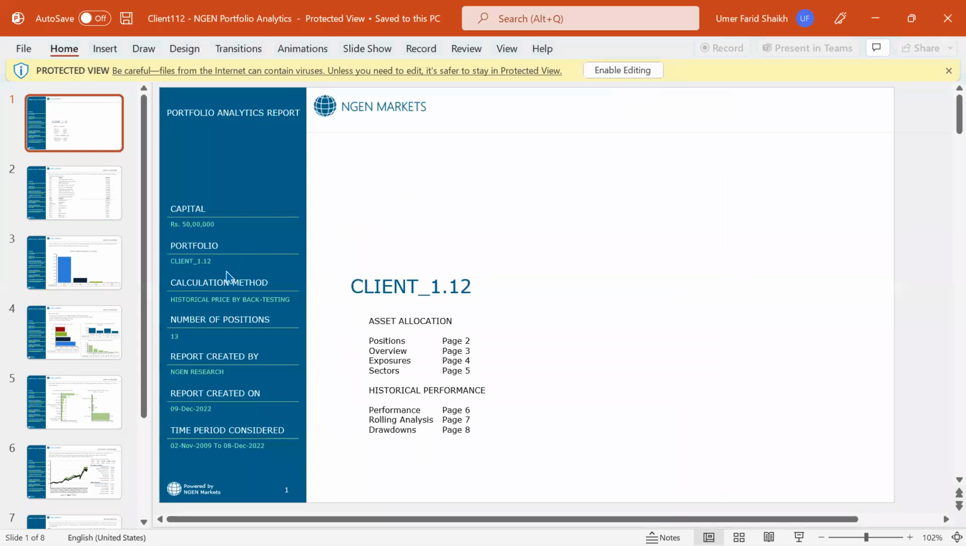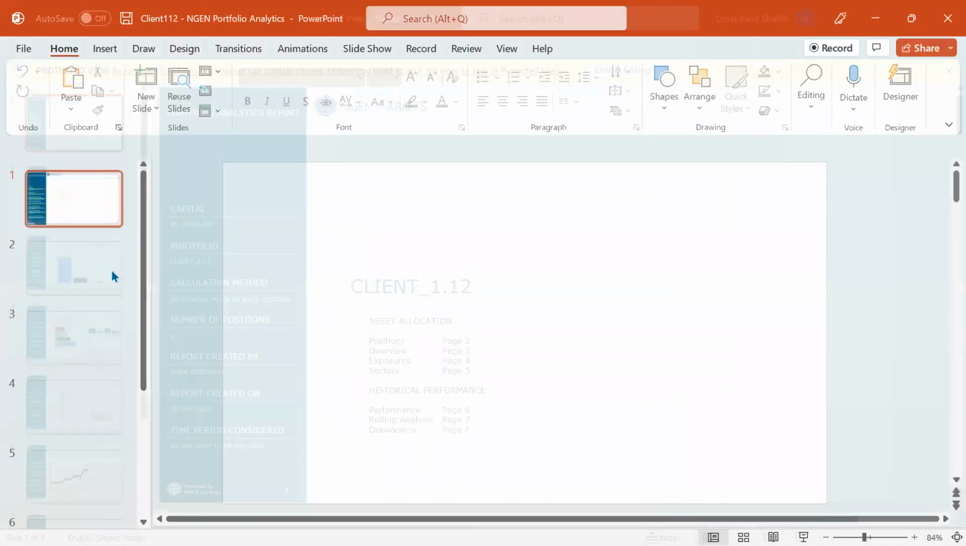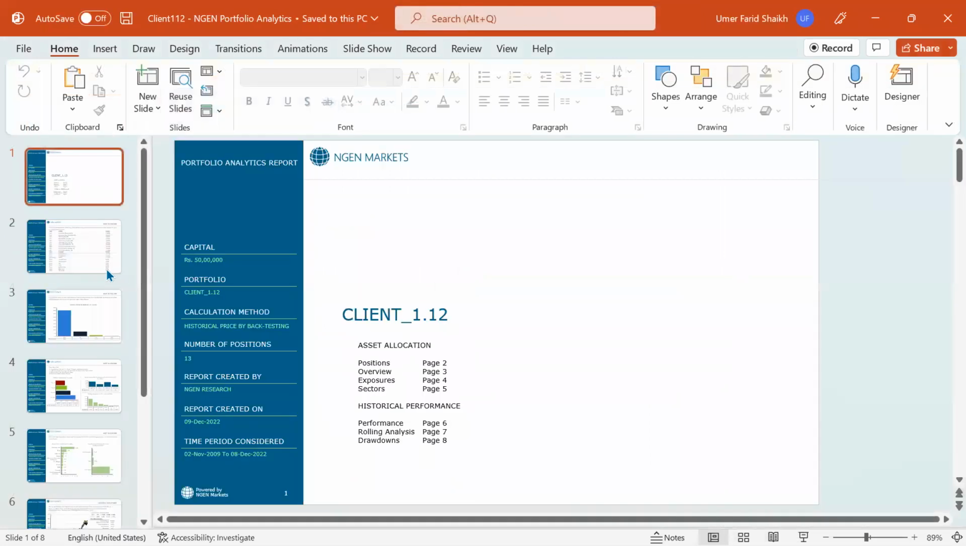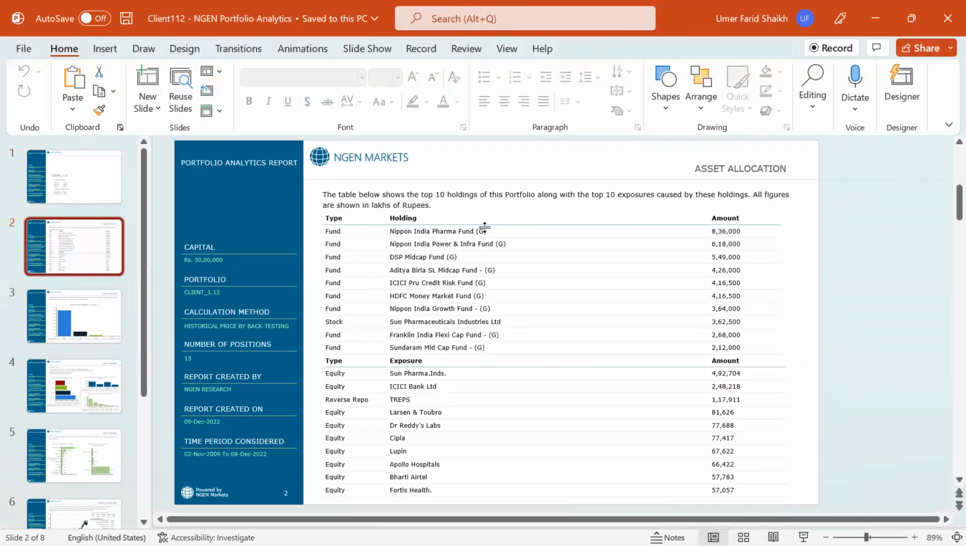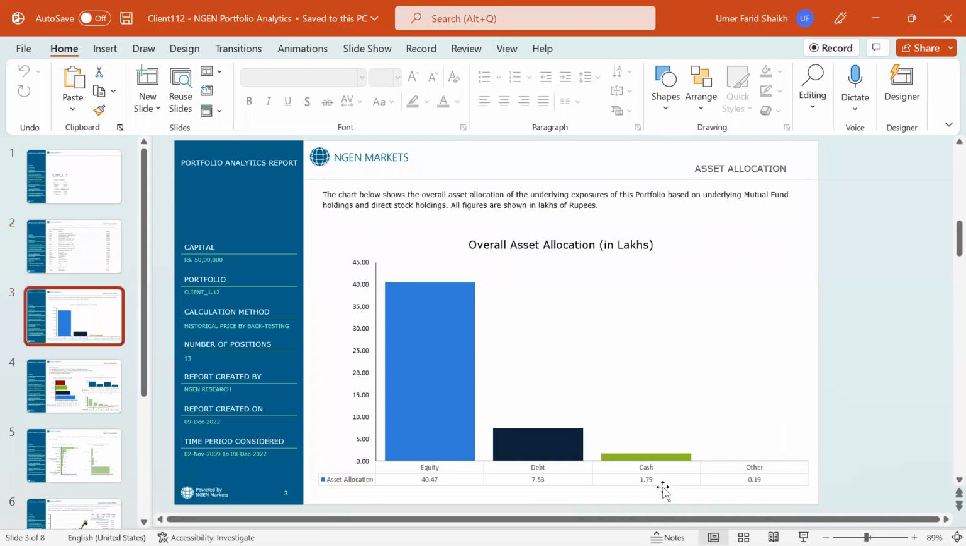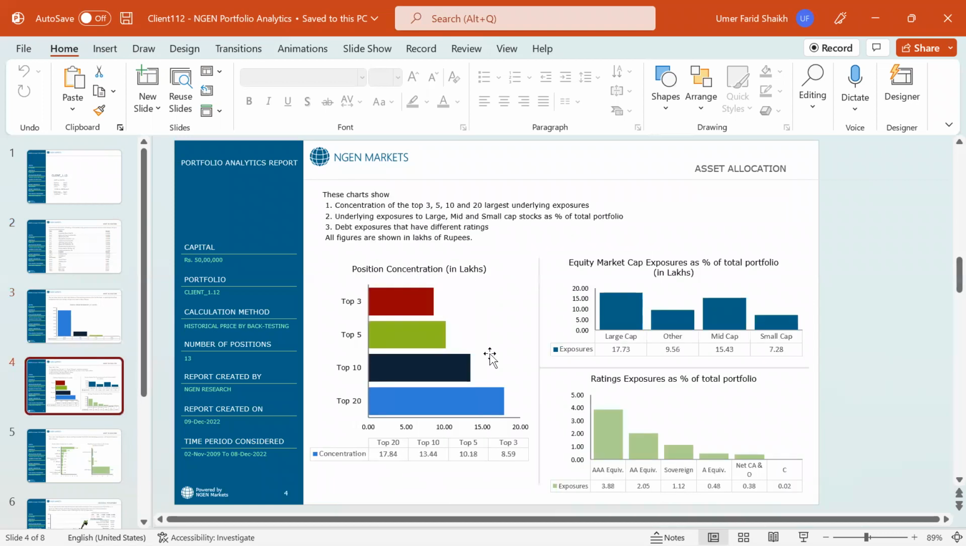This is the capital, we have allocated 50 lakhs to a portfolio. And you can see on an exposure level, the question was that we are allocated 8.88 lakhs 36,000 in Nippon India Pharma. And on an exposure level, you can see Sun Pharmaceuticals, we have 4 lakh 92,000. You can view this even for equity, debt, and cash: 40 lakhs in equity, 7 lakhs in debt, 1.79 lakhs in cash. You can see that even on a sectoral and a concentration level. Top 3 concentration is 8.59 lakhs, which is given here.